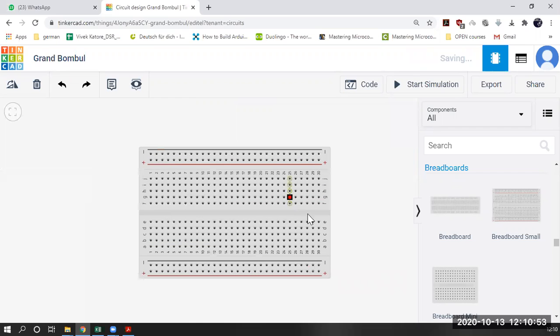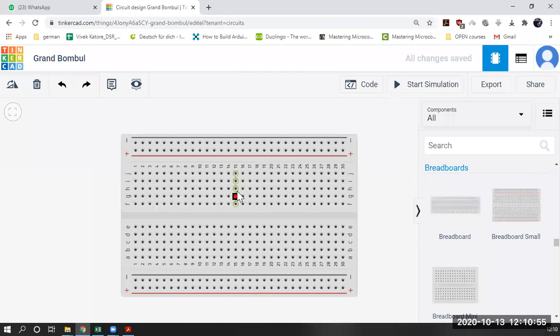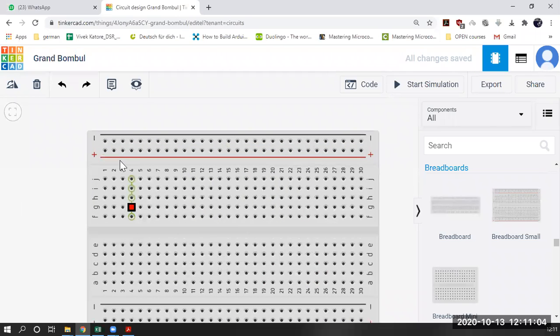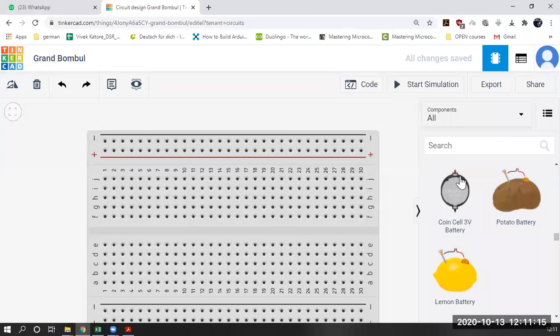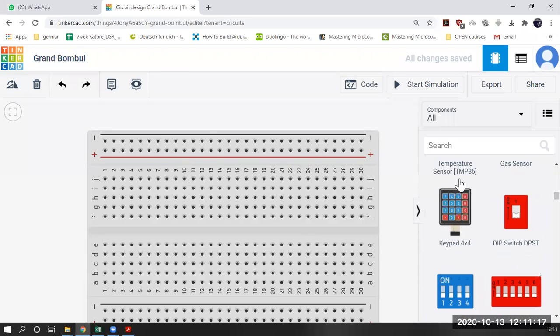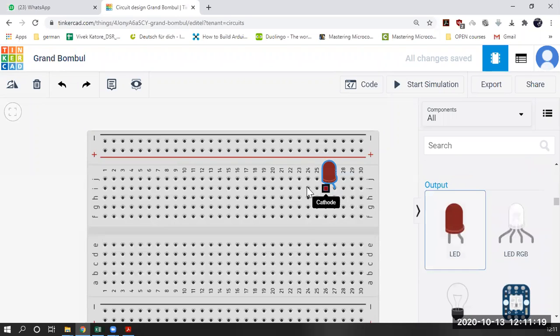So why do we use a breadboard and why is it called a breadboard? The simple answer is because it looks like a bread, nothing else, right? Then it has holes all over the board. Basically, in these holes we connect any component. Like I have this LED, I can connect it anywhere I want.